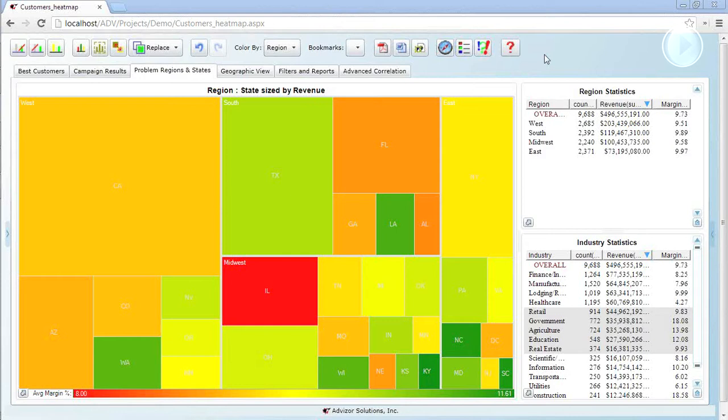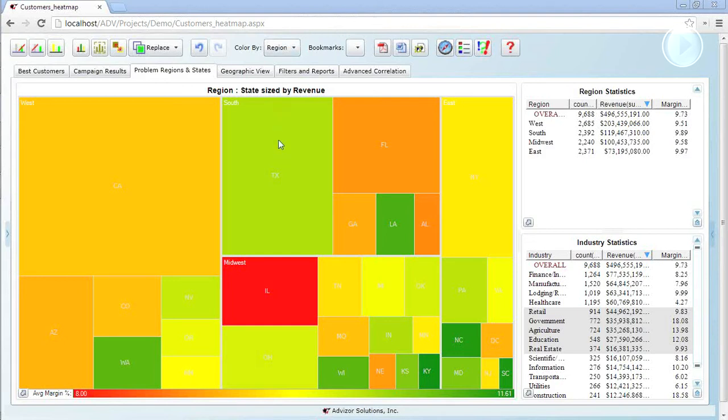A heat map does three things. It sizes things based on a dimension, in this case, the sum of the revenue of the customers in the states and regions. Second, it colors the regions by a second dimension, in this case, average margin. And in a heat map, green is good or high, and red is bad or low. And third, it groups things into a hierarchy, in this case, region and states. So let's look at it.